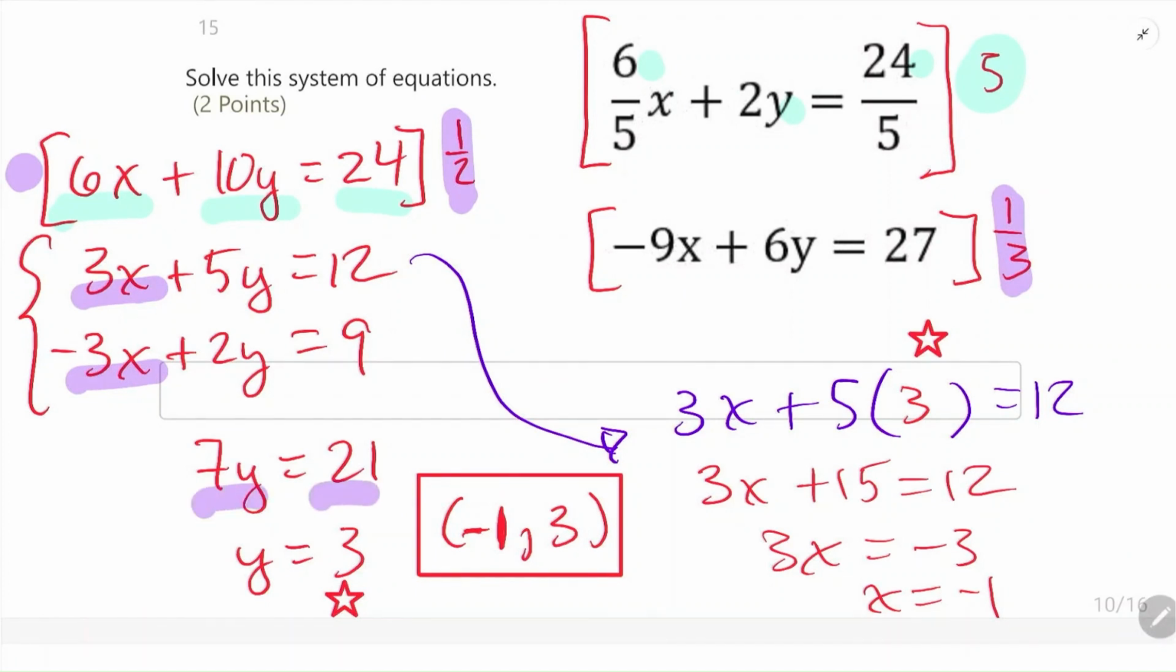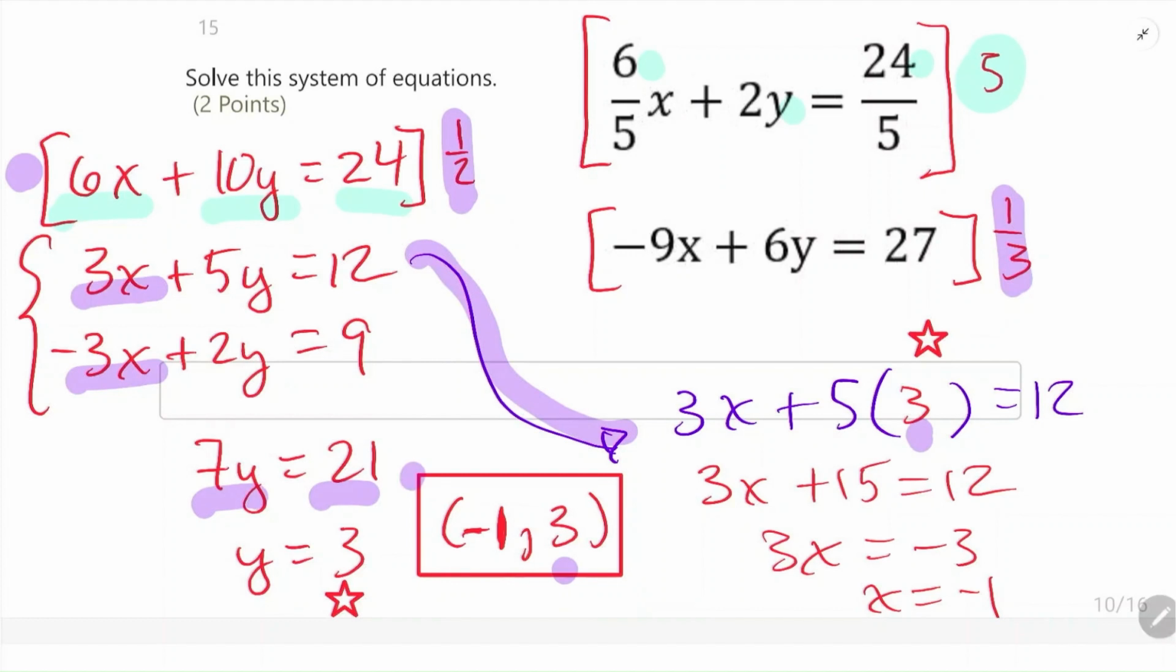Divide both sides by 7, and we get that y is 3. Right? 21 divided by 7 is 3. Now that I know that y is 3, I can plug that into the other equation, and actually I used a variation. I used this modified version of the equation, and I put 3 in there for y. 3x plus 15 is 12. 3x is -3. X is -1.